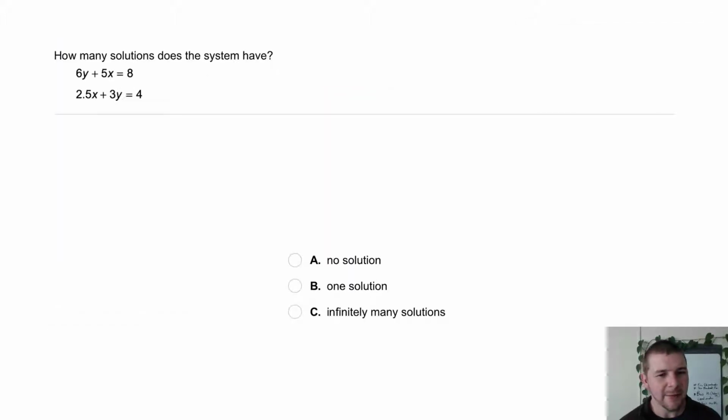Your turn. How many solutions does the system have? 6y plus 5x equals 8. 2.5x plus 3y equals 4.